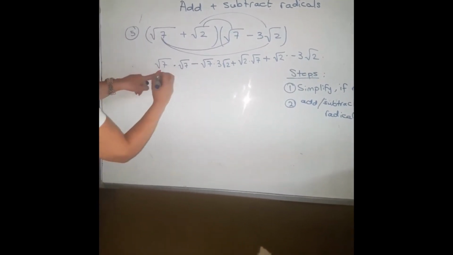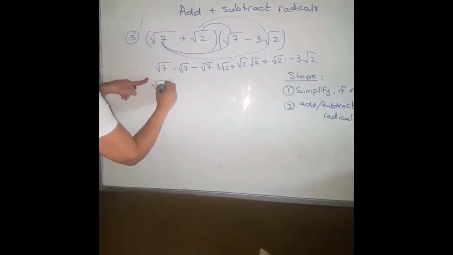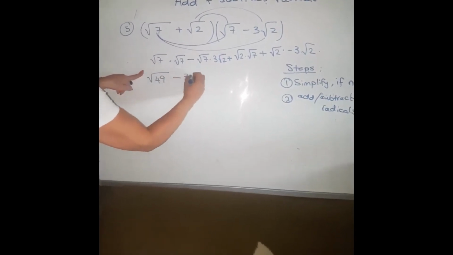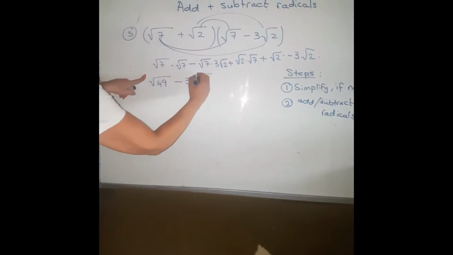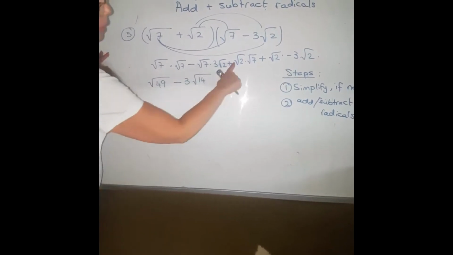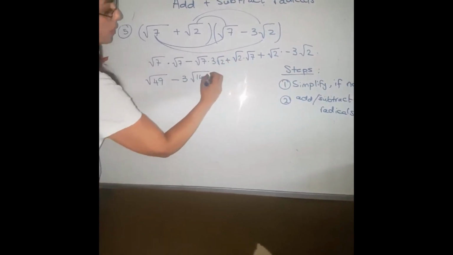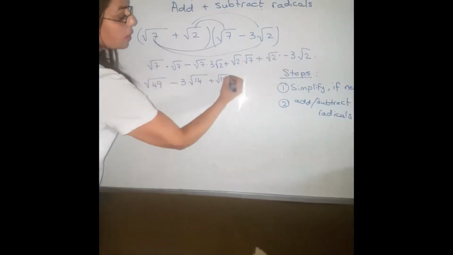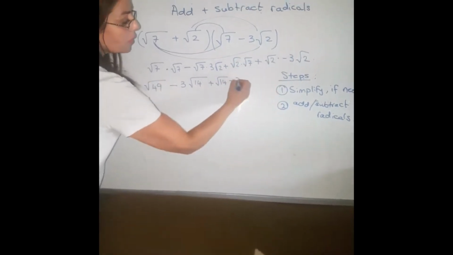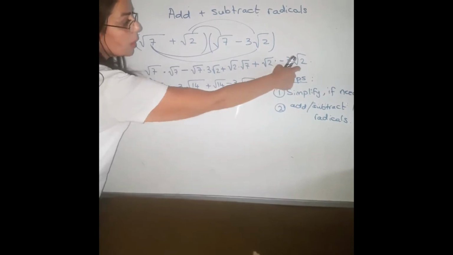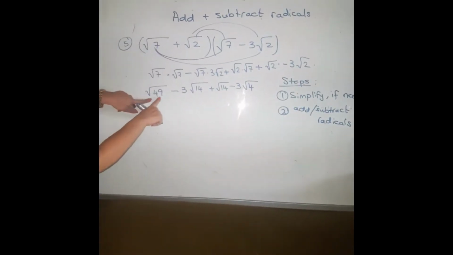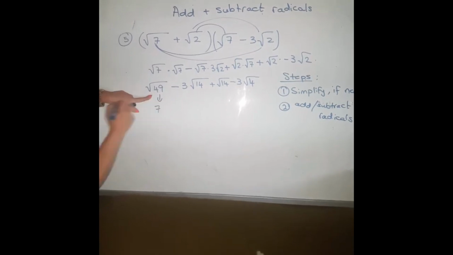Radical 7 times radical 7 is a radical 49. Minus. The 3 is outside, I keep it outside. Radical 7 times radical 2 is a radical 14. Radical 2 times a radical 7 is again a radical 14. Plus and a minus is a minus. The 3 is always outside. Radical 2 times a radical 2 is a radical 4. And now I start simplifying. Radical 49 is a 7.